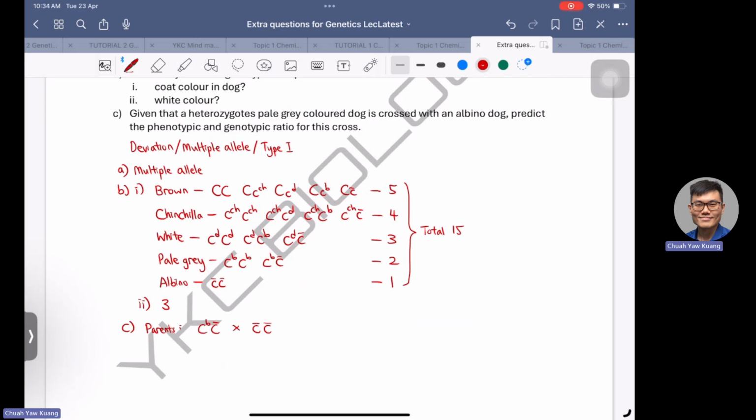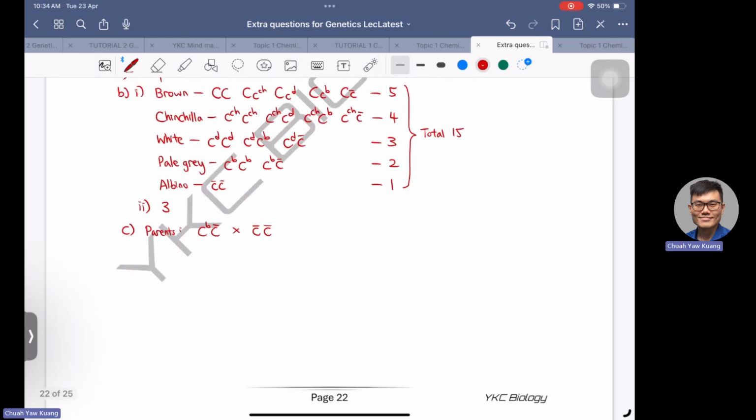Okay, so done with the genotype of the parents. Then next you can use the Punnett square and show all the gametes. For the first parent, CBC, it is going to produce 2 types of gamete: the first type is CB, the second type is C. All right, then the second parent is going to produce only 1 type of gamete, which is C. So we will do the cross. Based on this, we need to find out the phenotypic and genotypic ratio.